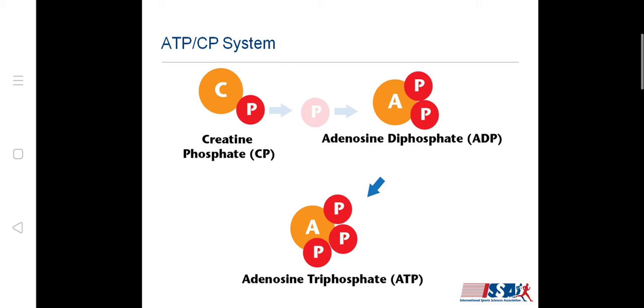In the ATP-CP system, creatine phosphate, CP, contributes its phosphate group to adenosine diphosphate, turning it into adenosine triphosphate. One molecule of creatine phosphate results in one molecule of ATP. This system is sufficient for 3 to 15 seconds of all-out effort, such as throwing or Olympic weightlifting.